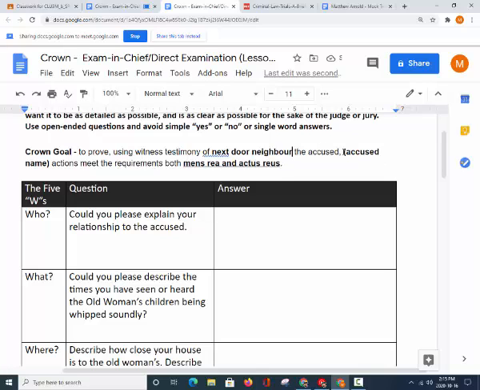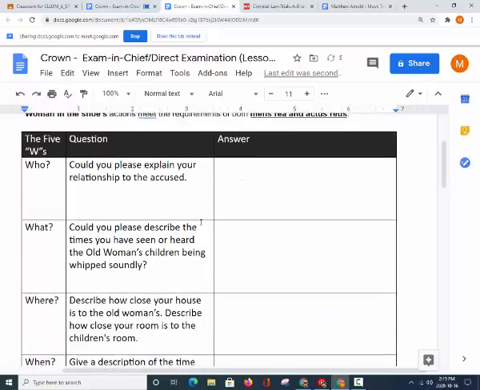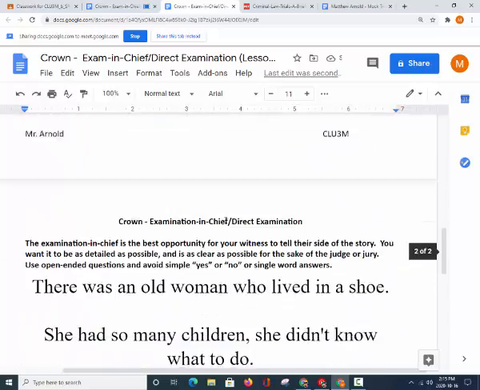That the accused, and this is the old woman in the shoe, or let's just say the old woman, has actions that meet the requirements of both mens rea and actus reus. So we have to see through some sort of intent or some sort of omission or some sort of criminal negligence or neglect that the old woman is responsible in this case for something happening to someone. Let's take a look at the facts we have in the case.